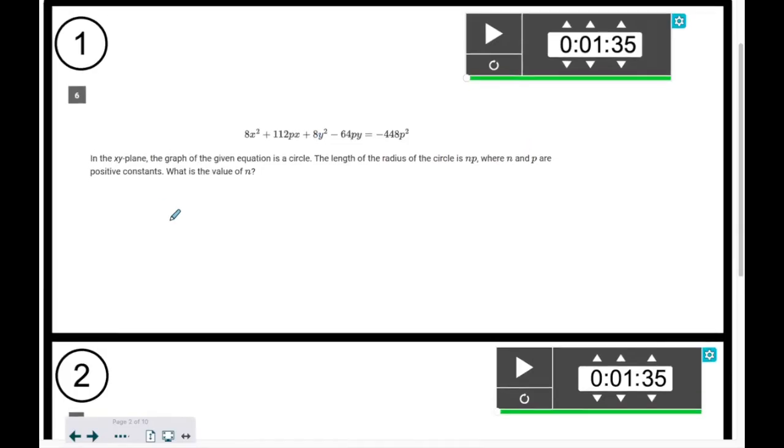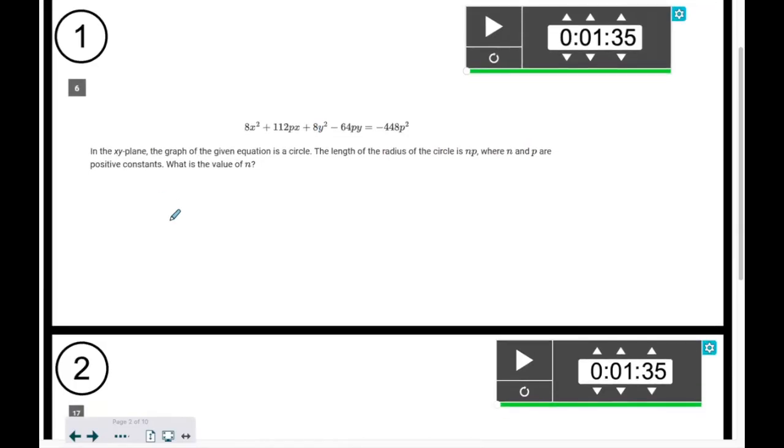All right, so I think one way to do this one is to just pick an easy value for P. So I'm just going to make P equal to 1. I think that's probably the easiest way to do this. If P is equal to 1, and I want the length of the radius, then it says the length of the radius is n times P. So if I'm choosing P to be 1, then the length of the radius is just n.